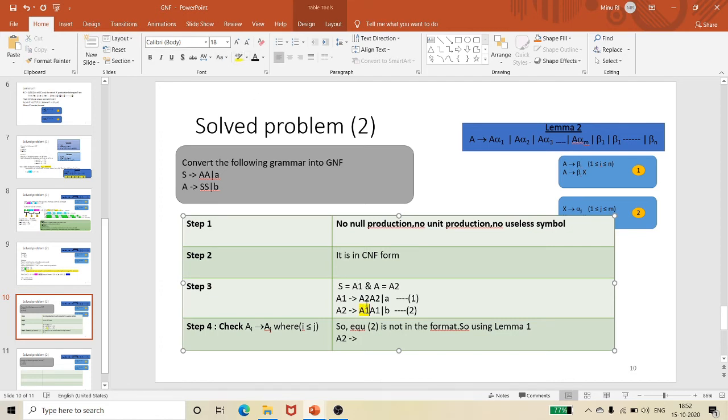The value of a1 is a2 or a. So simply a2 a1, or a1 then b. You can see these two become a GNF form, that is a terminal followed by a non-terminal, but this one is still not a GNF form.